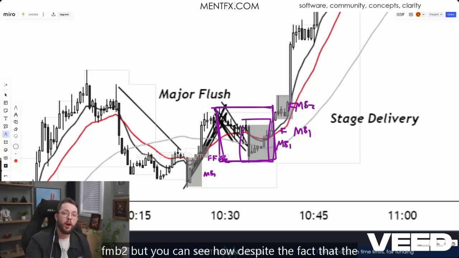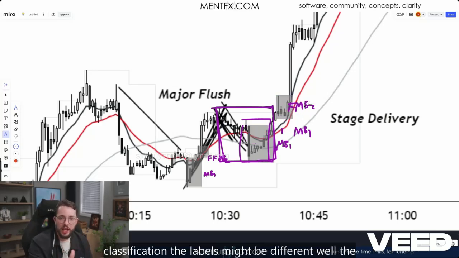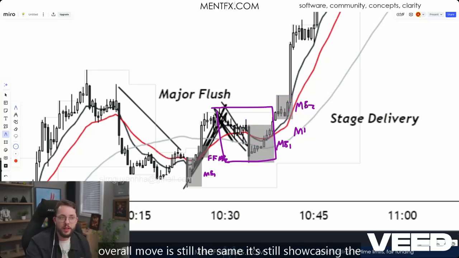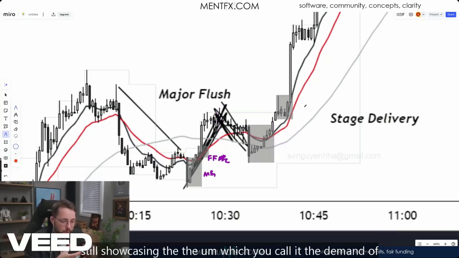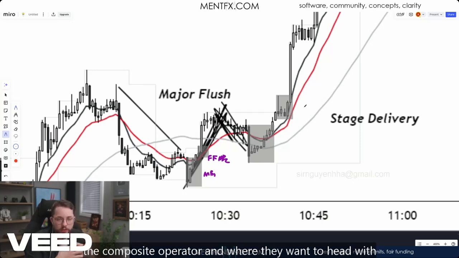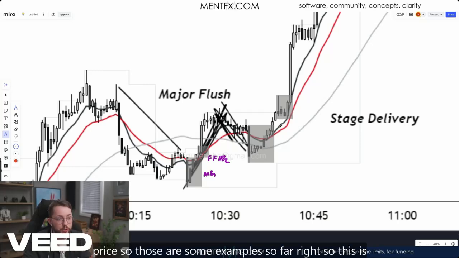But you can see how, despite the fact that the classification and the labels might be different, well, the overall move is still the same. It's still showcasing the same movement. It's still showcasing the same demand. It's still showcasing the demand of the composite operator and where they want to head with price. So those are some examples so far, right? So this is likely your MB1, MB2.